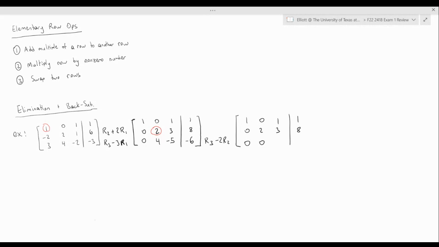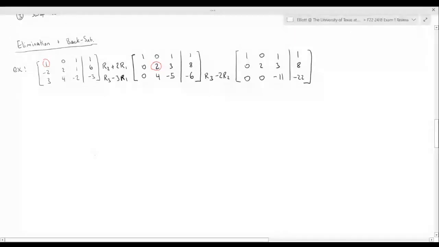Okay, let's finish the rest of the row operation. So we did row 3 minus 2 row 2. It's -5 minus 6 is -11. And then here, what is that? -6 minus 16 is -22. So now that we've reduced the matrix to the upper triangular form, this is where we would stop and start doing the back substitution, okay?